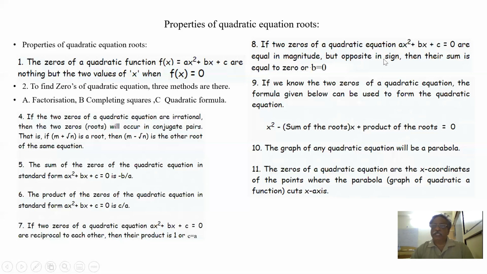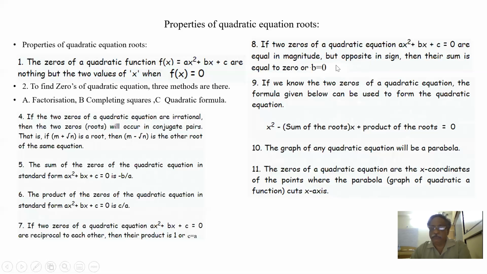But if they are equal in magnitude but opposite in sign, that means what? Sum is 0. x1 plus x2 is equal to 0. That means then only x1 is equal to minus x2. That means b is 0, because it is minus b by a. When b is 0, minus b by a will be 0. So both roots are same in magnitude but are opposite in sign.